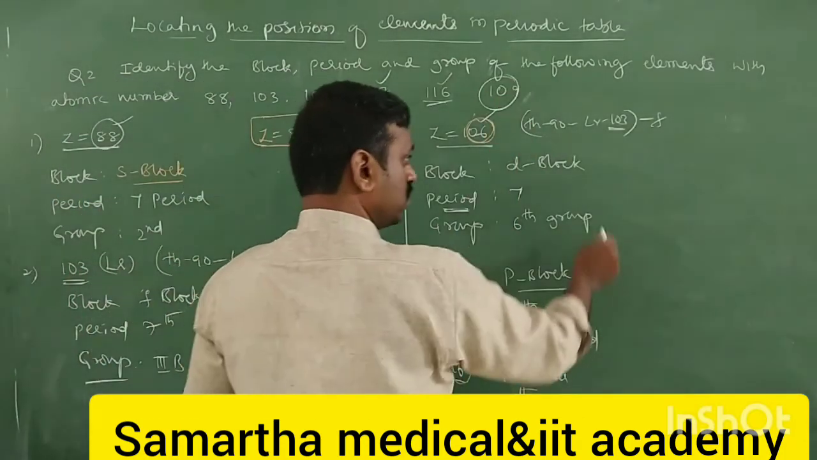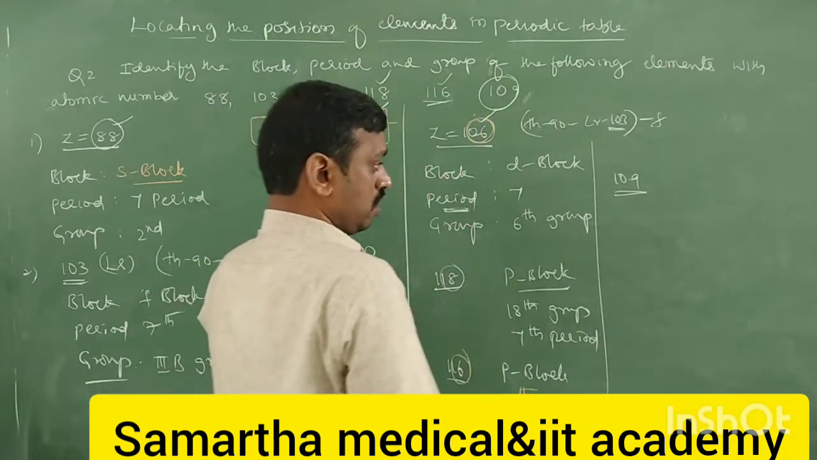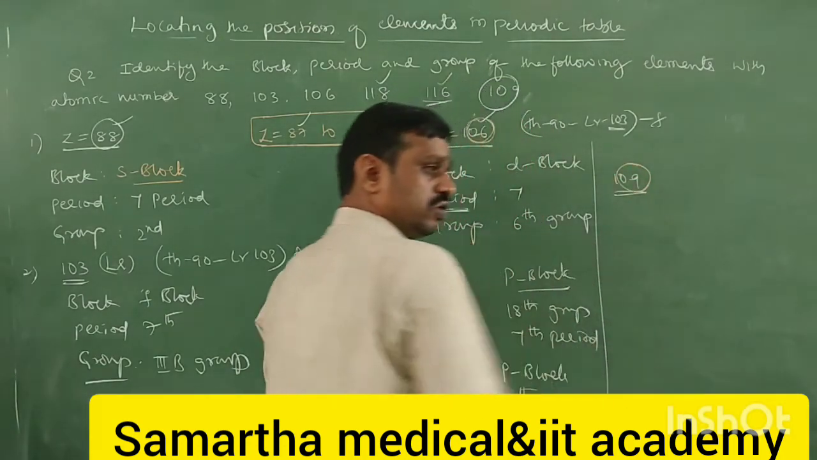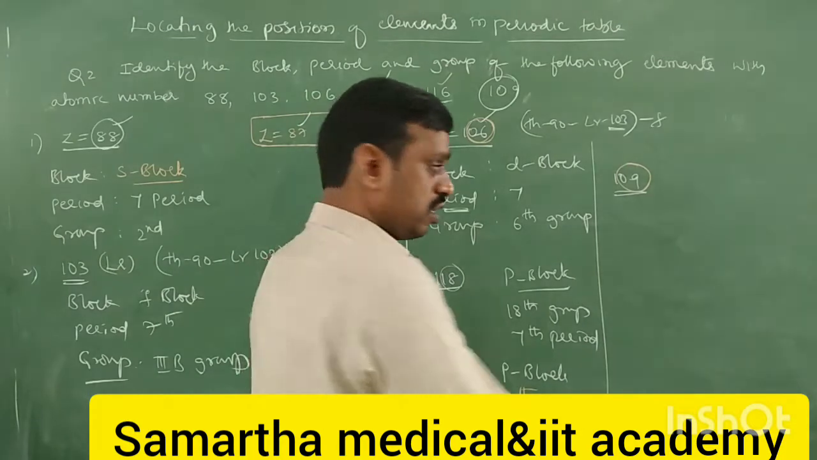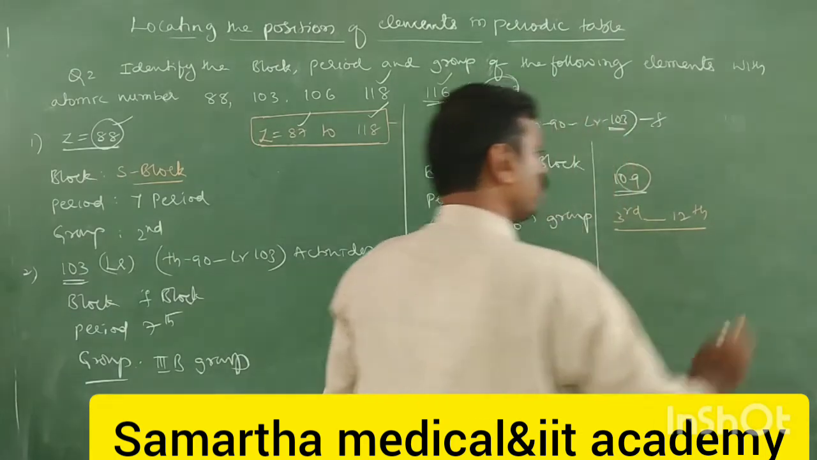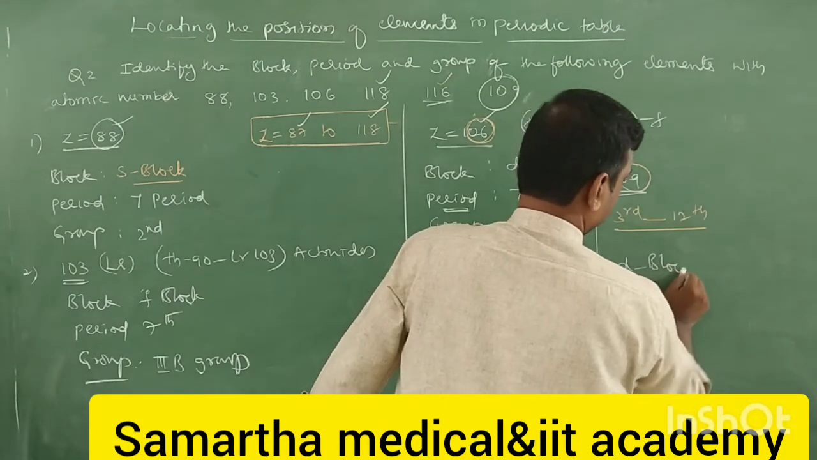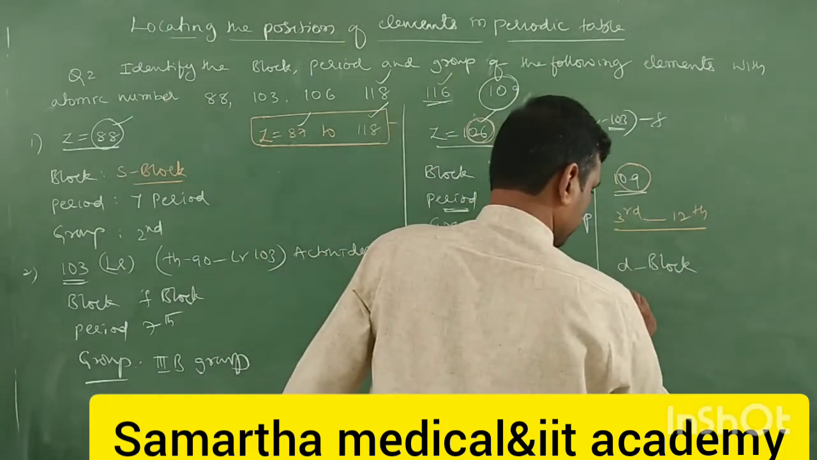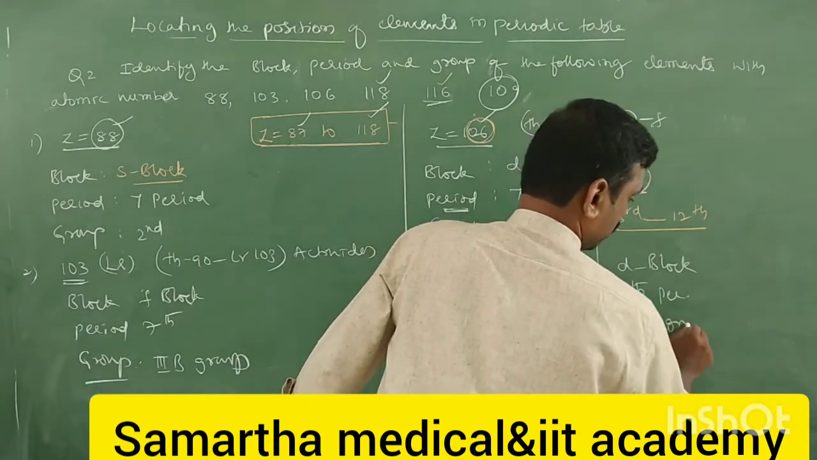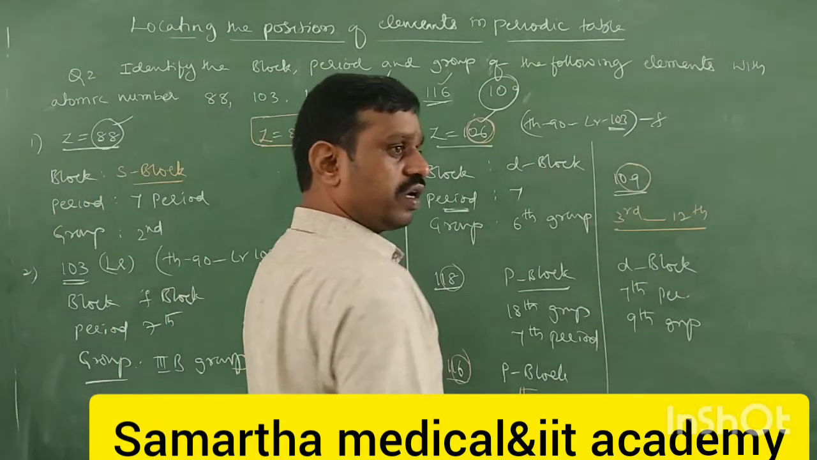Okay. Next is 109. So 109: D block, 7th period, 9th group. Why is it D block? 09. So 09 comes in D block, because D blocks are what? 3rd to 12th group. So the 3rd to 12th group elements are D block. Therefore it is the 9th group, which means D block. 7th period and group is 9th group. Okay. So you can identify the position of an element if they give atomic numbers.